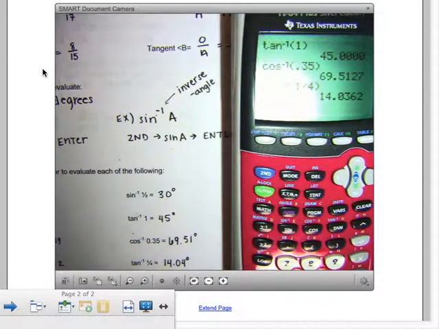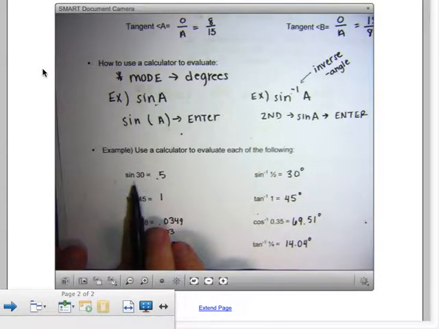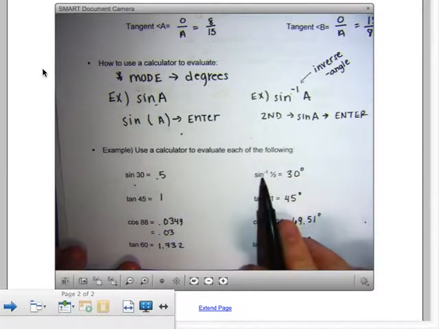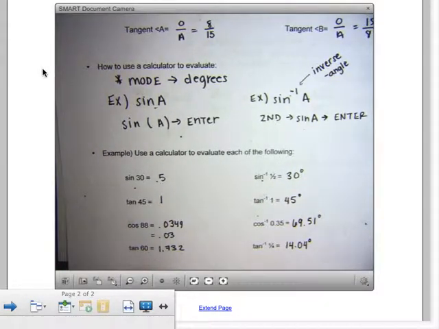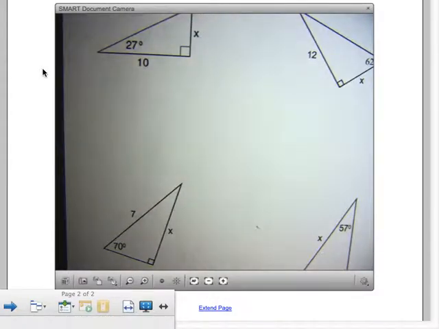Okay, so those should be pretty easy. You will have some of those on your test. Remember, if there is no inverse or no -1, just plug it straight in. If there is an inverse, plug in second first. All right, so now we're going to do some examples of actually solving.